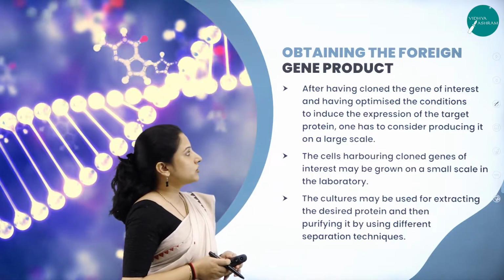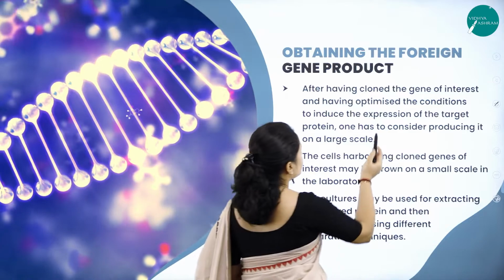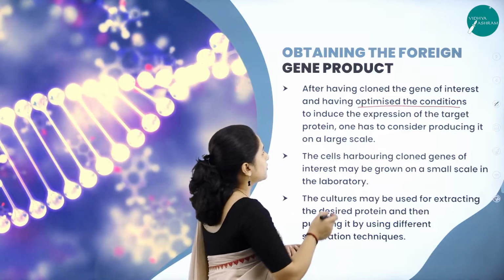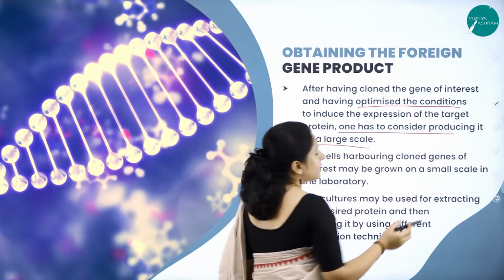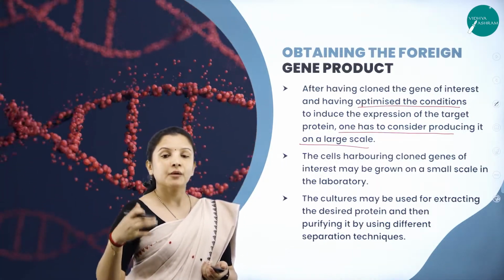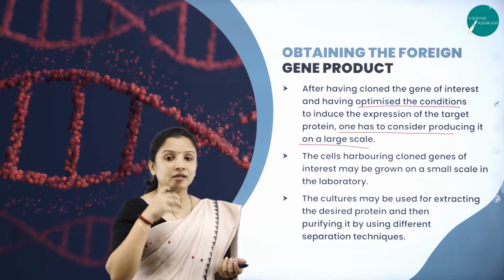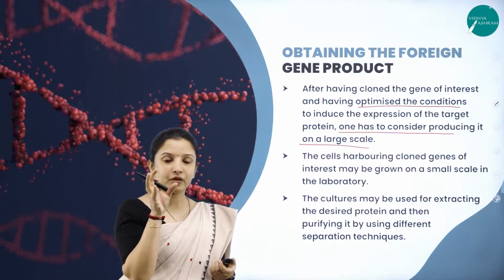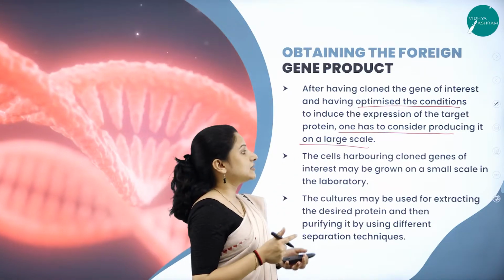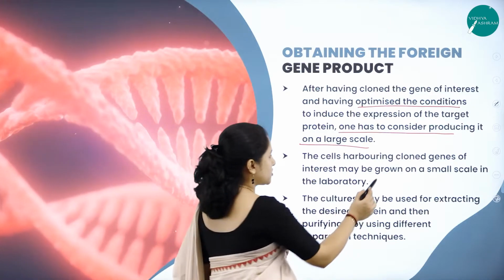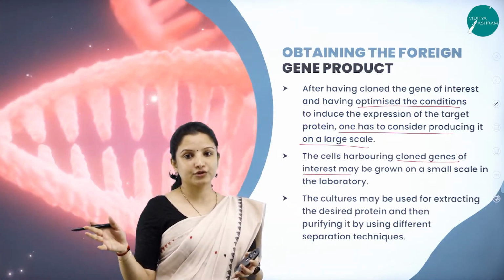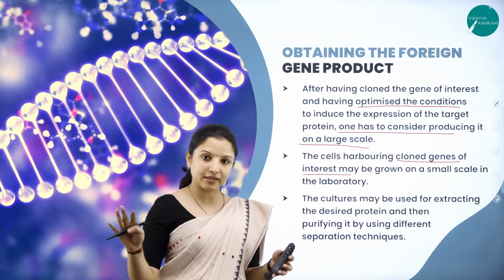And after having cloned the gene of our interest with optimized conditions and the expression of the target protein, one has to consider producing it on a large scale. Now, we have put it inside the host and it is capable of expressing itself by producing the proteins of our interest. Now, that particular protein has to be manufactured on a large scale. How is it done? The cells that are carrying the cloned genes of our interest. Where are they carrying them? In the host organism into which we have inserted the vector, right?